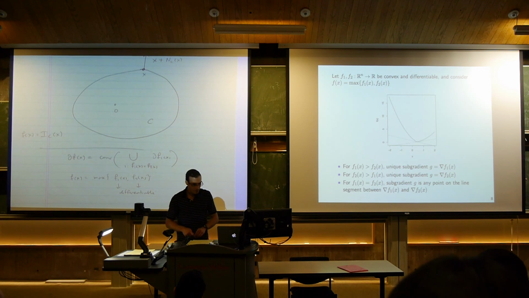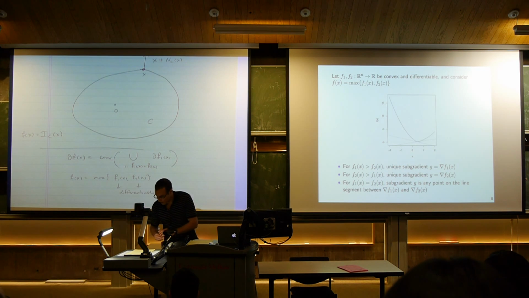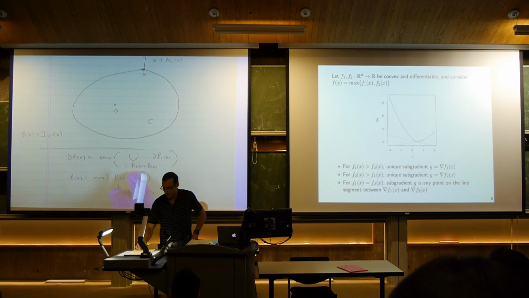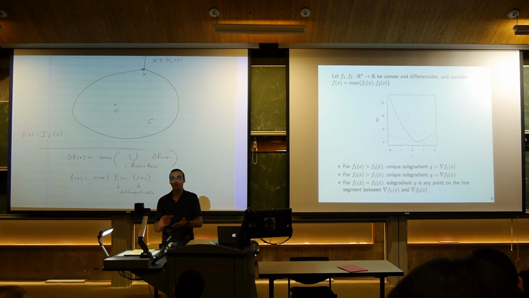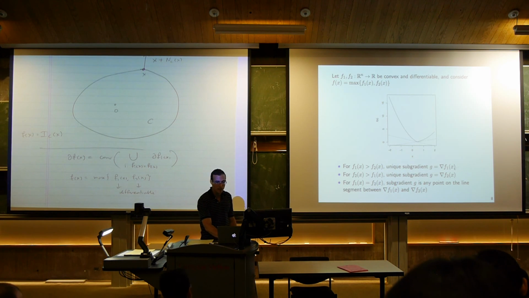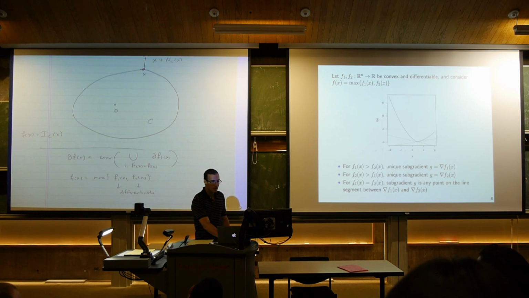Let's just do two cases, and the third will be symmetric. If f1 is bigger than f2, then at that x there's only one i. So let's suppose we're in a region where f1 is the only function that achieves the maximum. So there's only one i that we're taking the union over. And because f1 is differentiable, its subdifferential is just the set containing its gradient. Then I'm taking the convex hull of that, which just gives me back the set containing the gradient of f1. In the case where only one i achieves the maximum, there's only one subgradient, and that's the gradient.